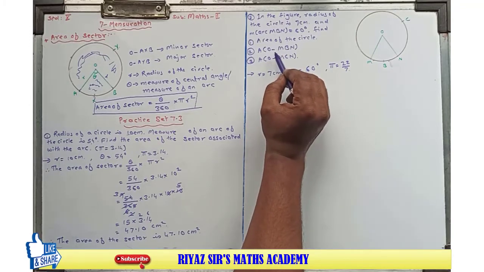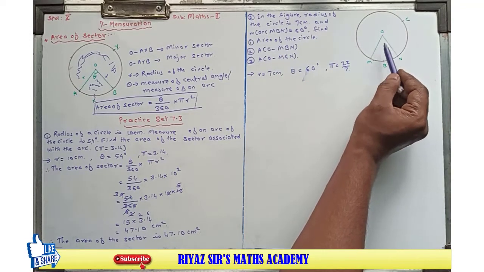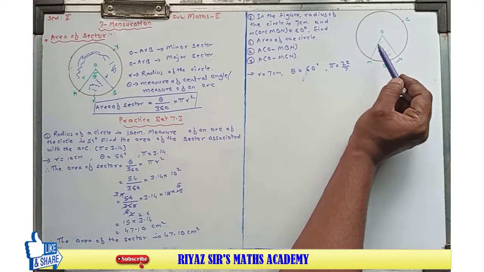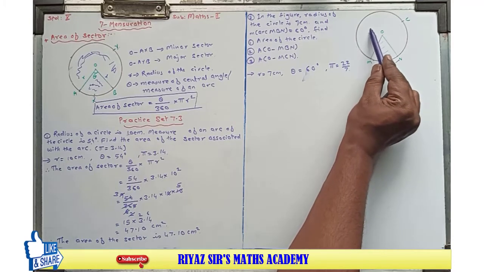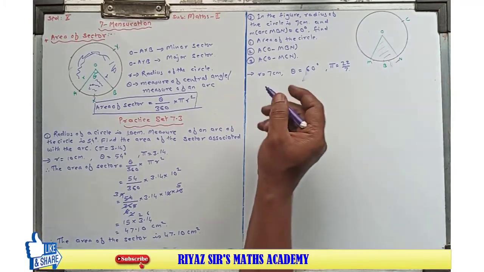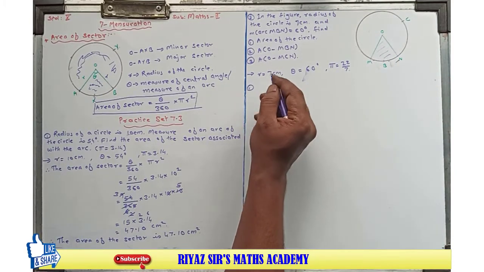Area of O dash MBN, that is area of this minor sector we have to find, and MCN, that is area of major sector we have to find. Okay, so first we'll find area of circle.